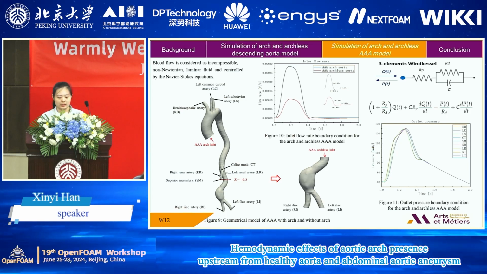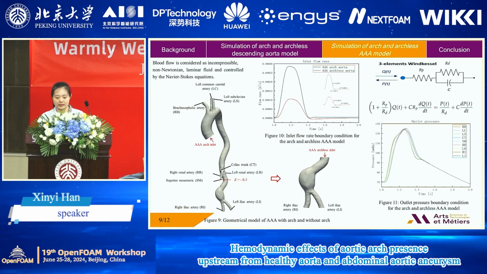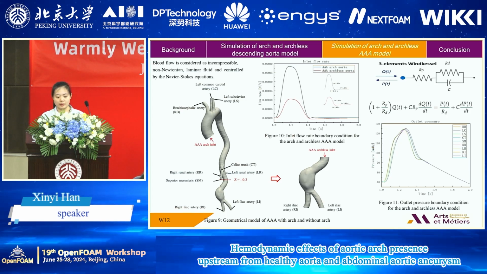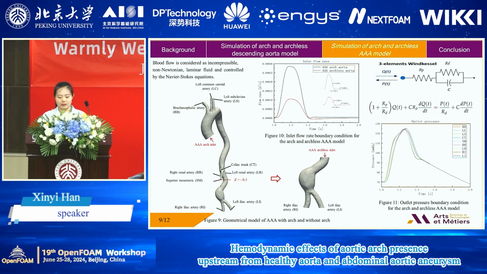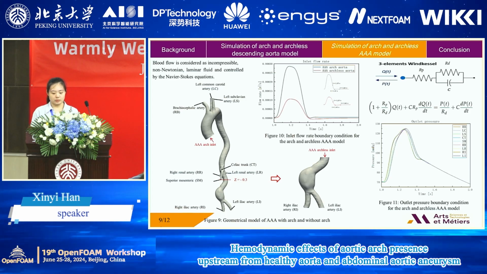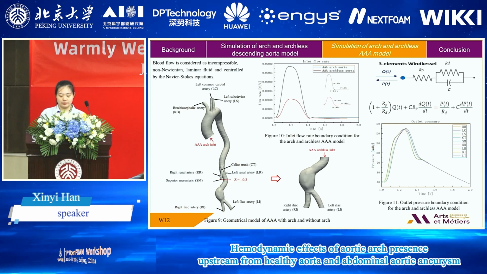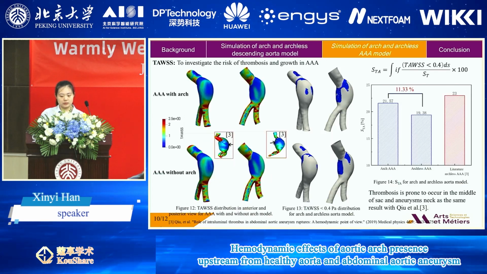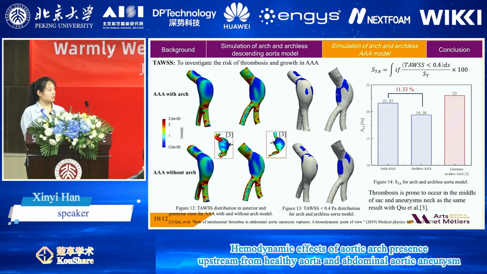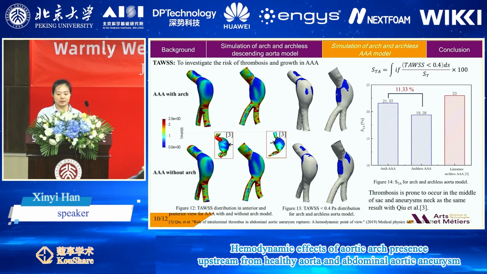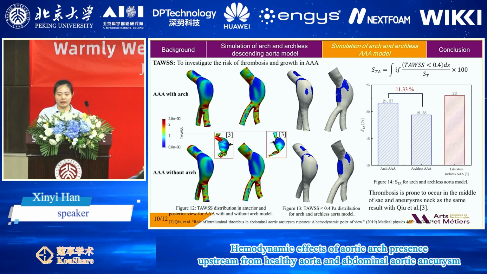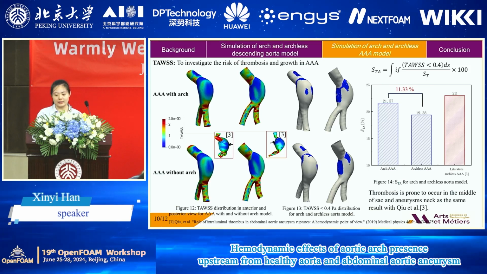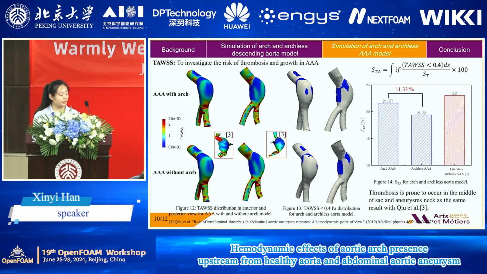The outlet pressure is taken into account the elasticity wall and the resistance from heart and posterior artery, calculated with Windkessel model shown in figure 11. The time average wall shear stress was calculated to investigate the risk of thrombosis and growth in aneurysm. The time average wall shear stress distribution of ARCH and the ARCH-less model are shown in figure 12.